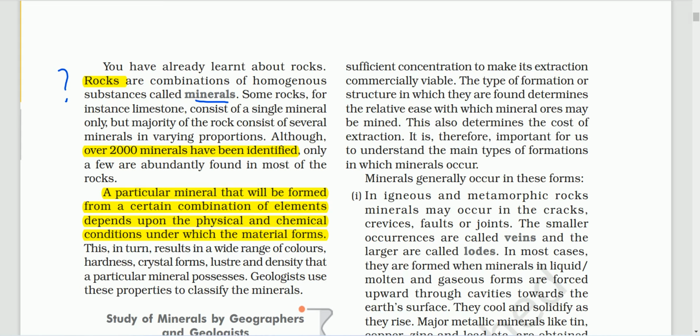Some rocks, for example limestone, consist of a single mineral only. Limestone is an example of a single mineral rock. Likewise, we have single element minerals also.